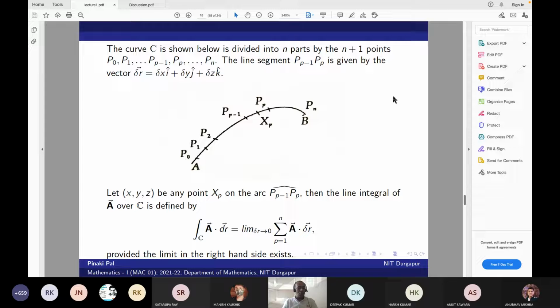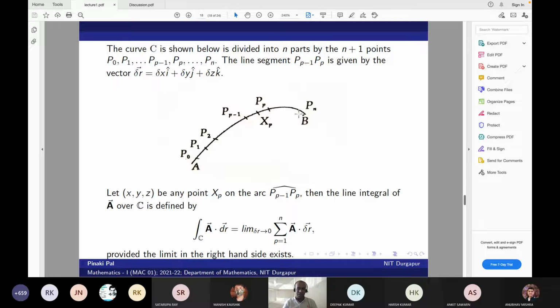Yeah, so now what is the change? We are trying to implement the idea we have learned for a one-dimensional function. The region of integration now is a finite portion of a line that is confined in space, and it has been shown by this picture over here.